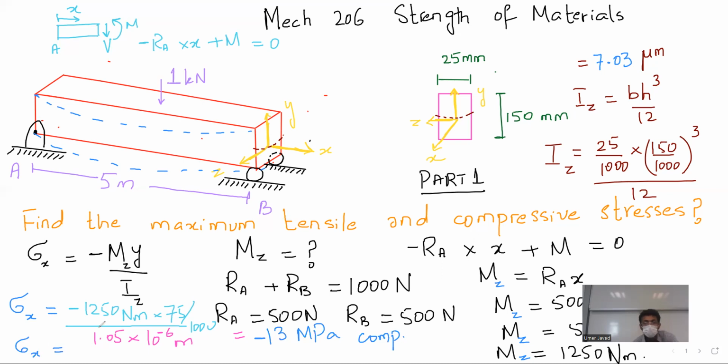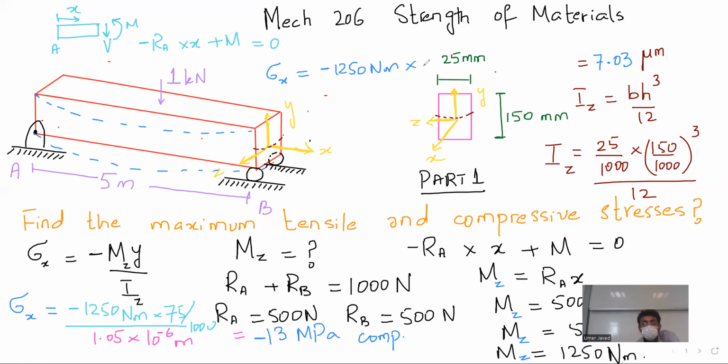So I will repeat the process. Stress X equal to, now I will go from the neutral axis in which direction? Negative y, right? So minus 1250 Newton meter. Students who are getting confused, I substituted a positive value.